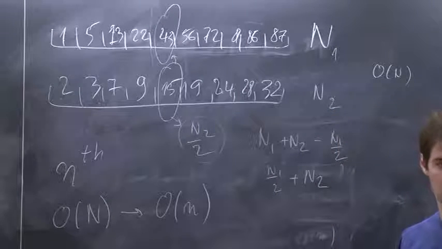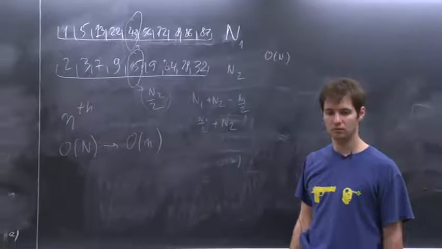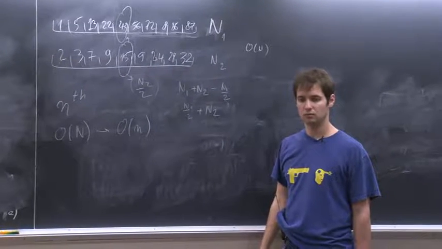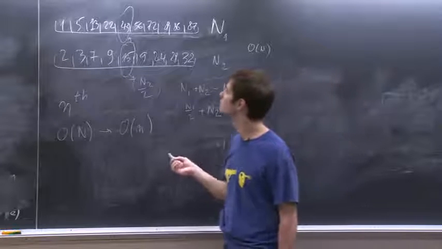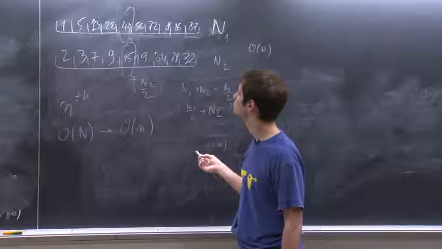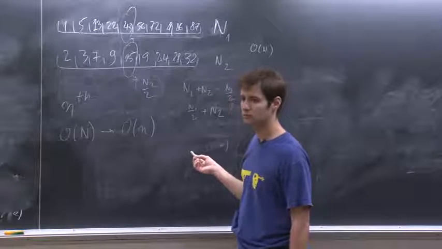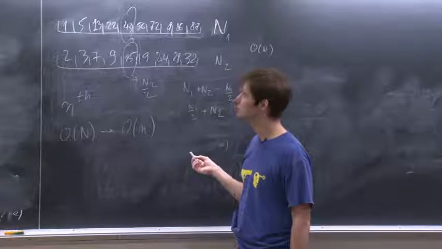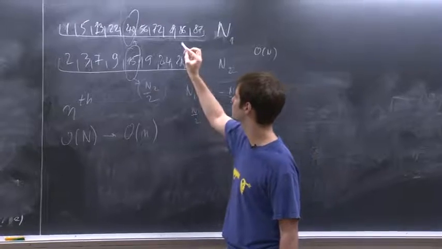Wait, aren't those two numbers just, it's between, take the upper half of the bottom one and the lower half of the upper one, right? If it's between 15 and 43, then you take everything with the upper half of N2, and you take the lower half of N1. Yeah, you should always be taking the upper half of one and the lower half of the other in this case. Wait, really? Yeah.